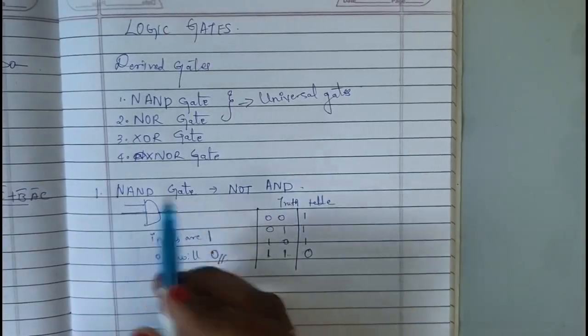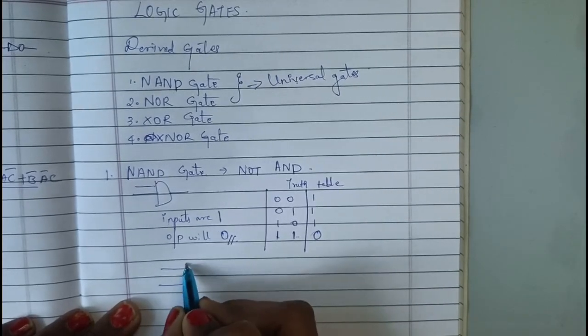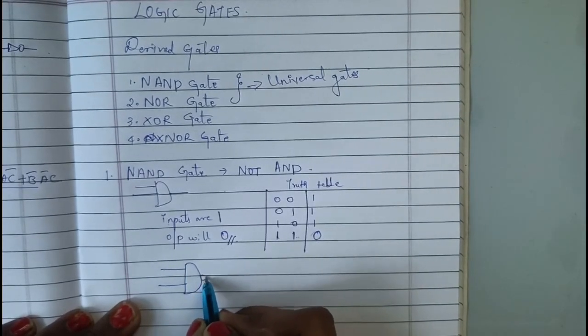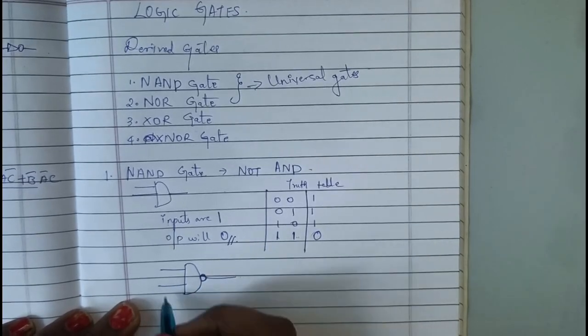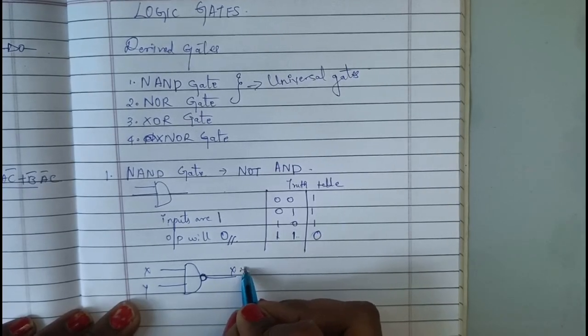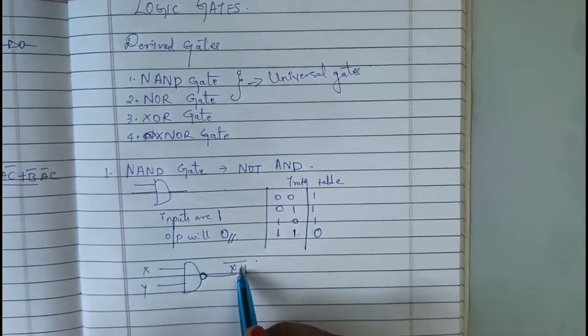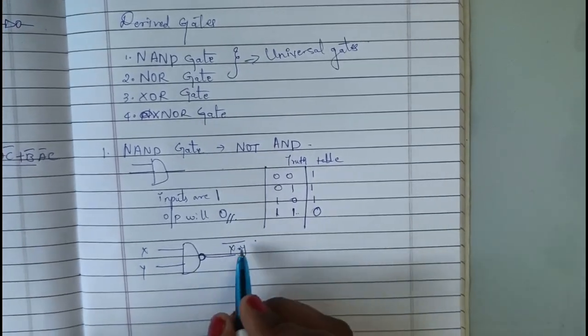The symbol for this NOT AND gate is like what we saw for the AND gate, but with an inverter added. This is the symbol for NOT AND. For example, for X and Y, this will be denoted as X dot Y, and the complement, like NOT.